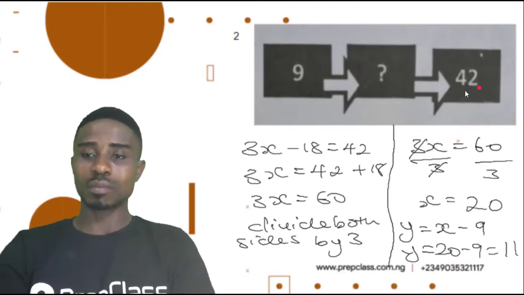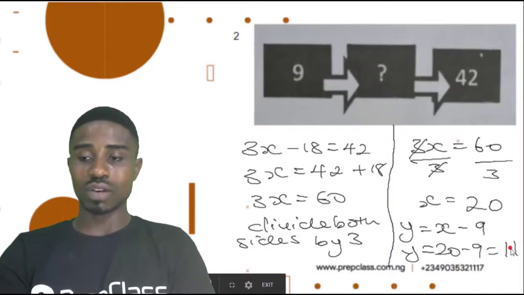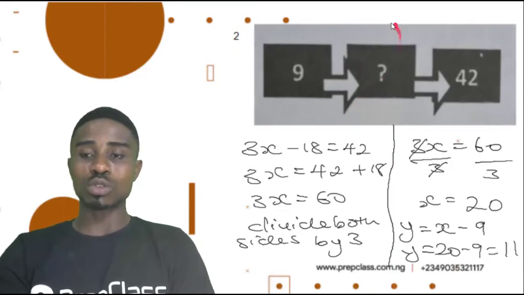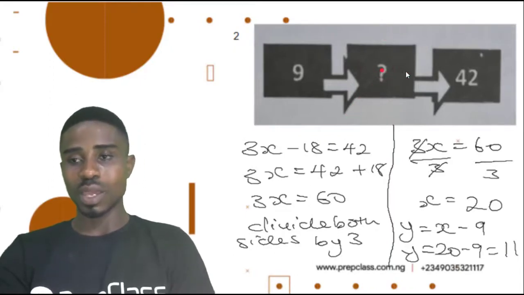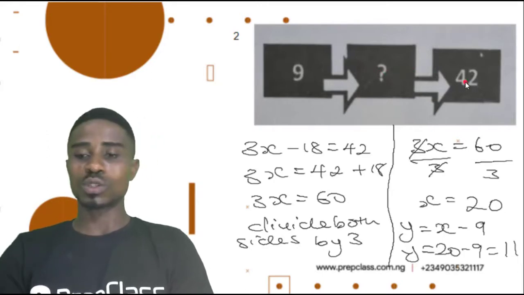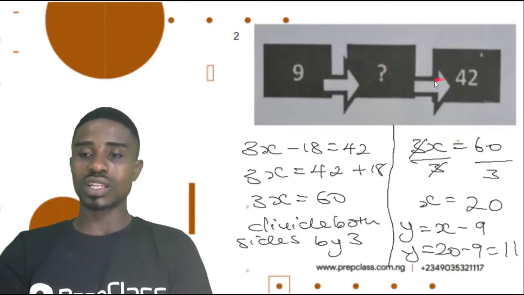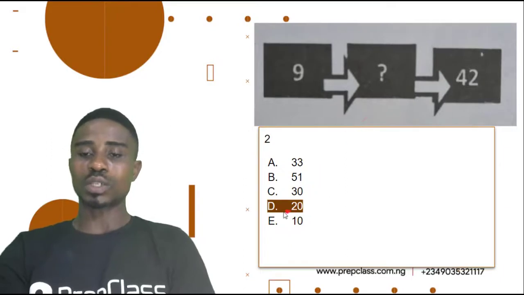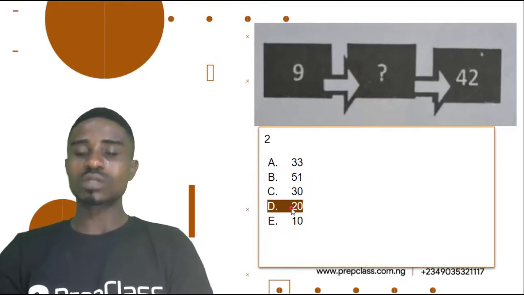Let me take that again. 20 minus 9 is equal to 11, which we discovered here. So 11 times 2 is 22. 22 plus 20, which ought to be here, will give us 42. So our answers are quite correct. Let's check it out. Option D, 20, is our correct answer. Let's look at the next question.